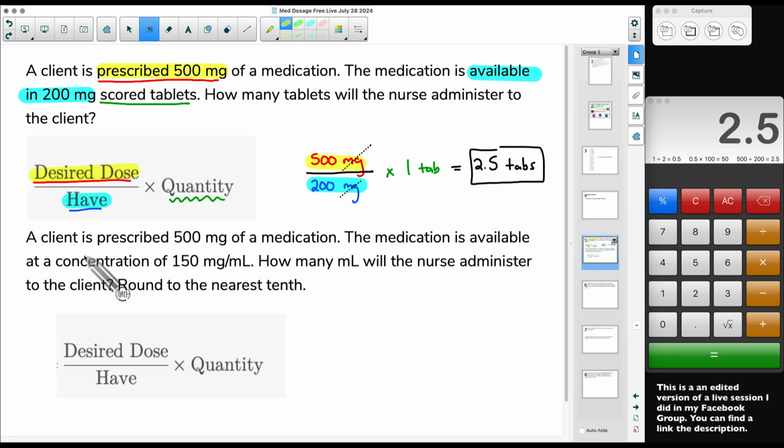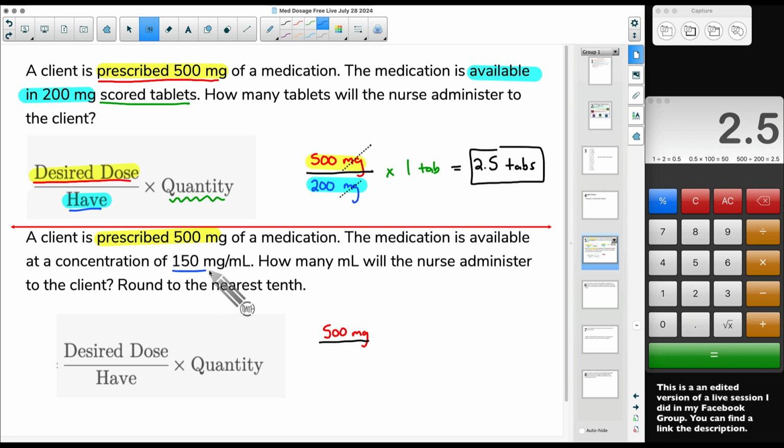So down here, we have a very similar example. Let me just put a little line here to divide that. These are quick. The formula does work great. I'm not hating on it too much. A client's prescribed 500 milligrams. Okay, that's what's desired. So 500 milligrams, we're going to put this over what is available. What do they have on hand? What they have on hand is 150 milligrams. These units match up. This is perfect. And then the quantity is going to be per 1 milliliter.